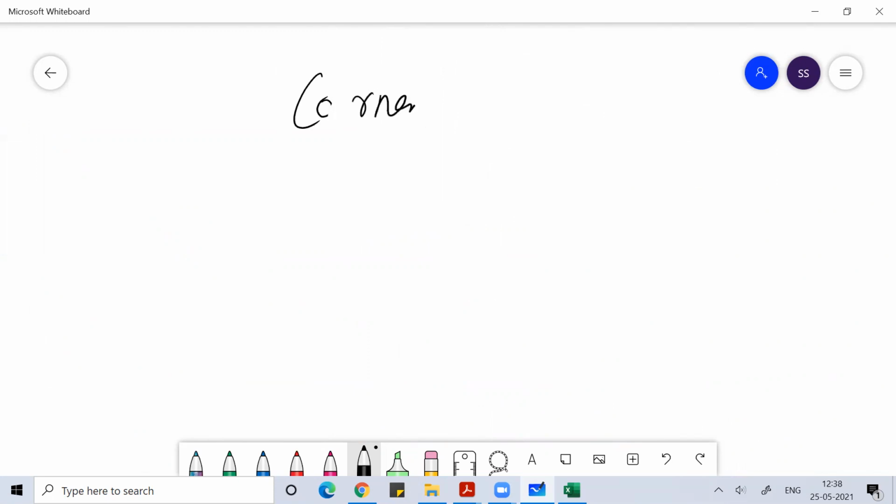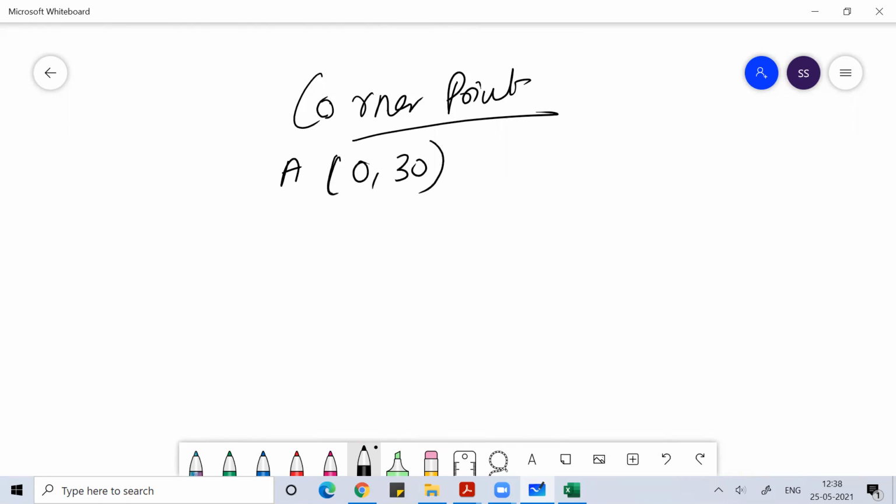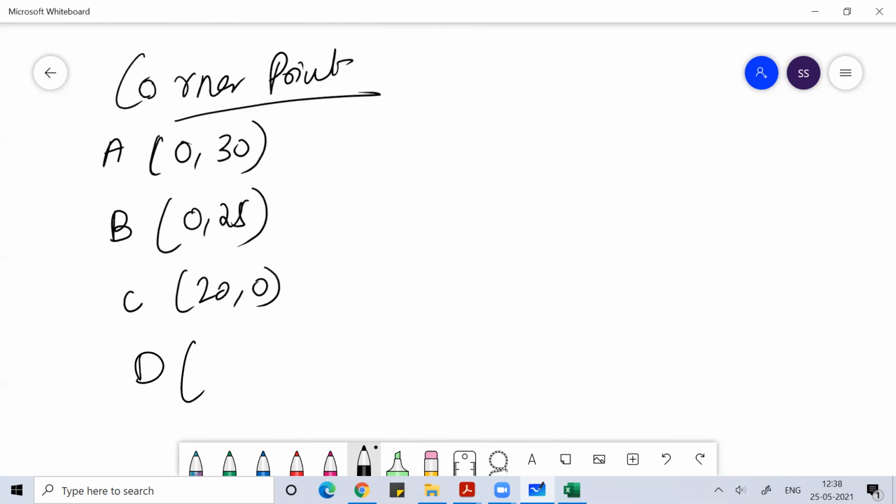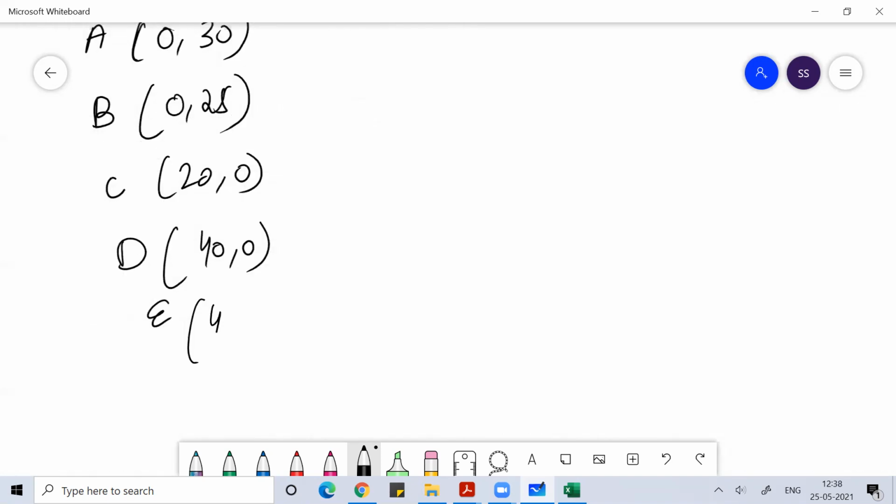So these are your corner points. Point A is 0, 30. Point B is 0, 25. Point C is 20, 0. Point D is 40, 0. Point E is 400 by 13, 150 by 13, I guess so.